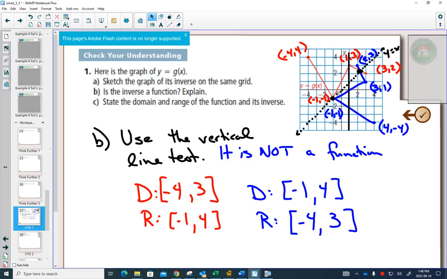Okay. All right. Circle questions 4 and 9 in your homework.